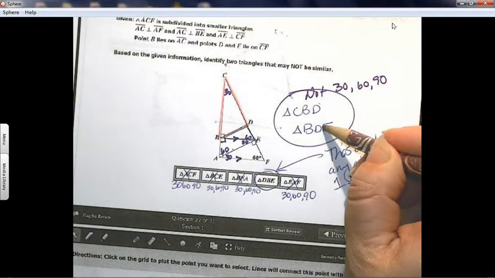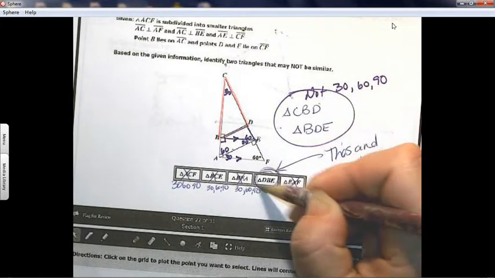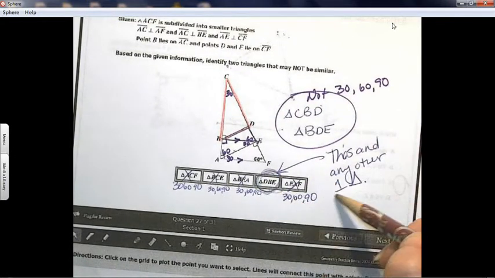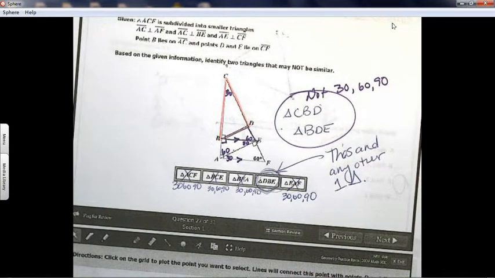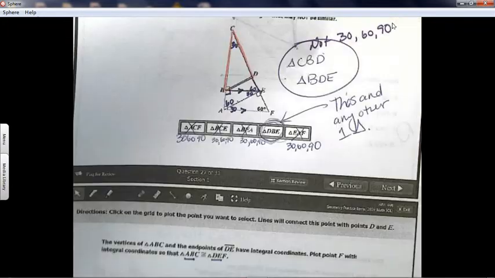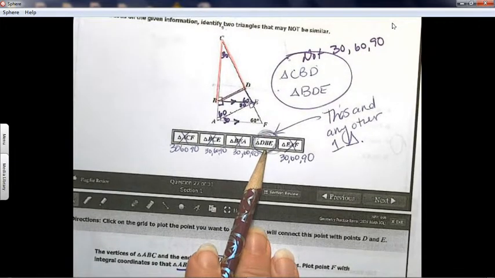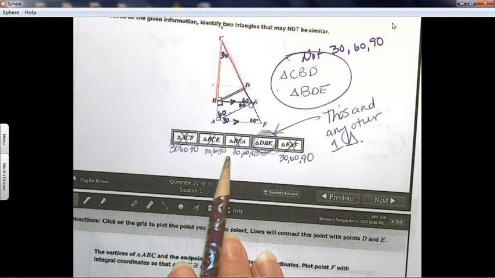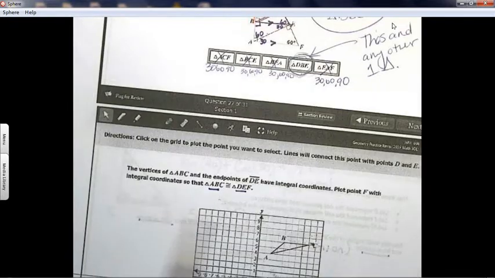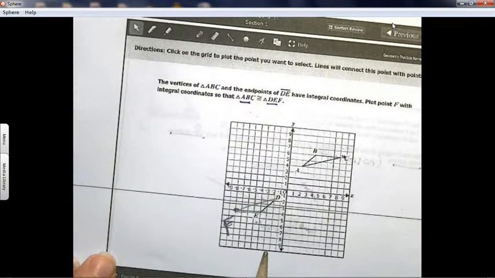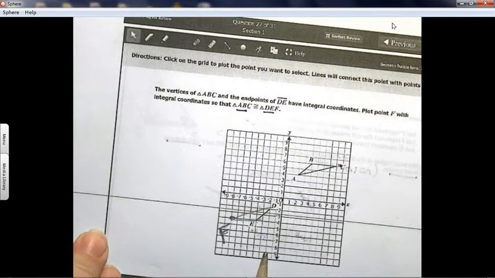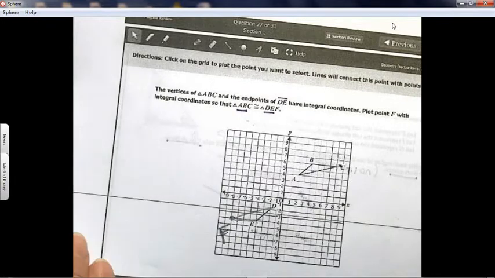I know that these two triangles are not 30, 60, 90s. Notice we have one of them here. So that one matched with any of these other 30, 60, 90s are not going to be similar. So this is one you had to pick, and then you could have picked any one of the other. Here you can see what I did. Okay.